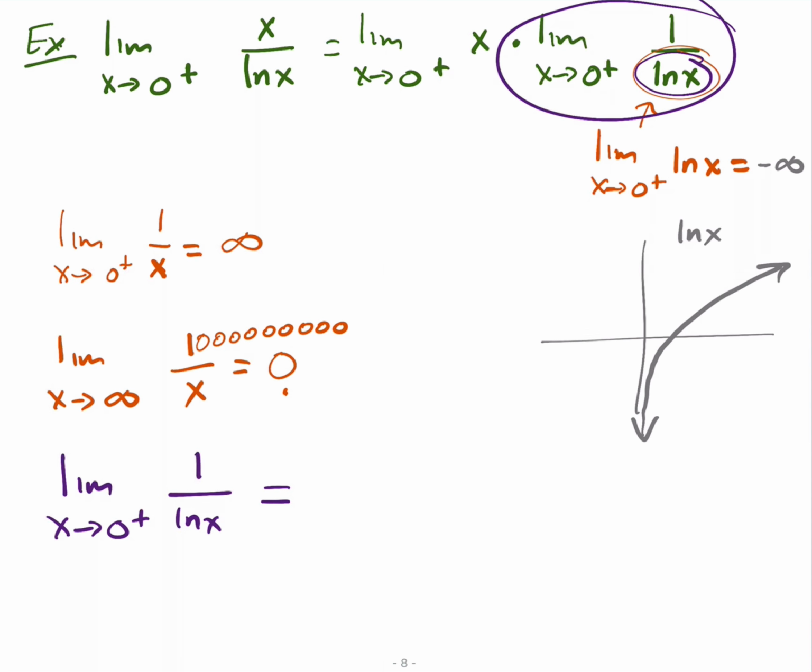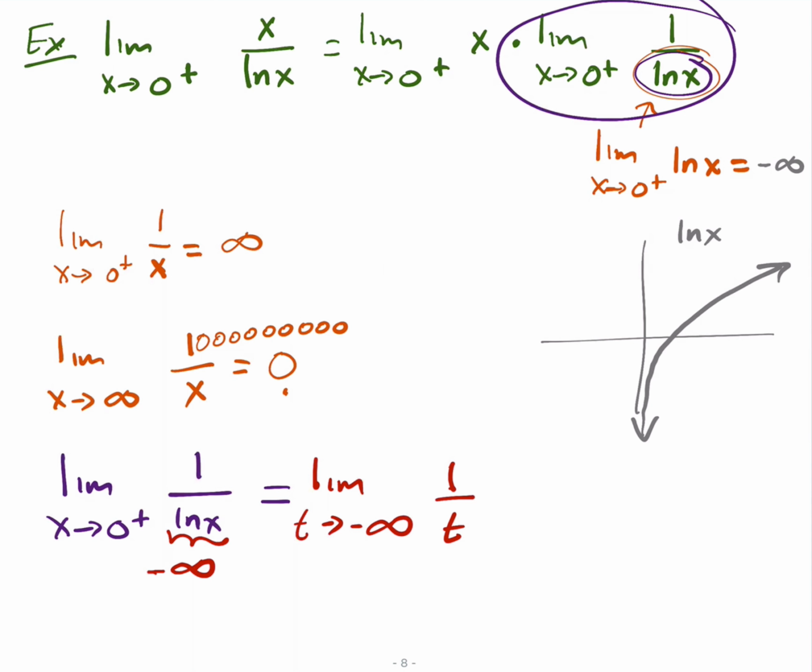Do you guys agree that ln of x is going to negative infinity? Yes or no? Yes. Okay. We do a lot of substitutions in calculus, so might as well get used to it now. Do you guys agree that this limit is the same as that limit? What did we just do? That's a t in case you were wondering. I substituted ln of x with t, and then instead of x going to 0, t is going to minus infinity.